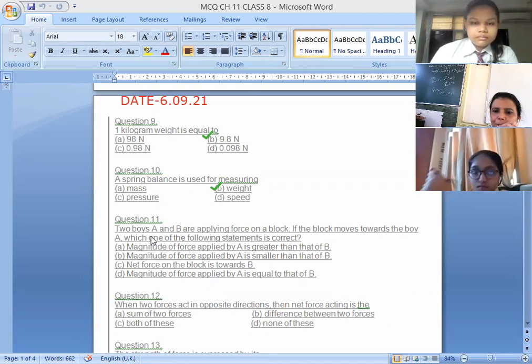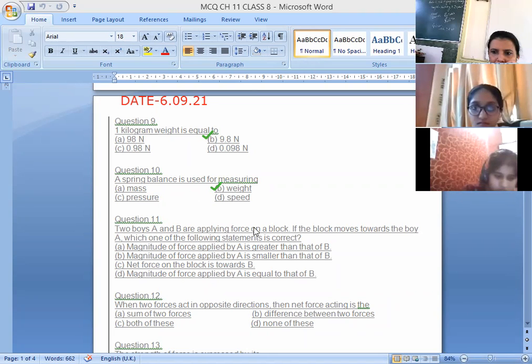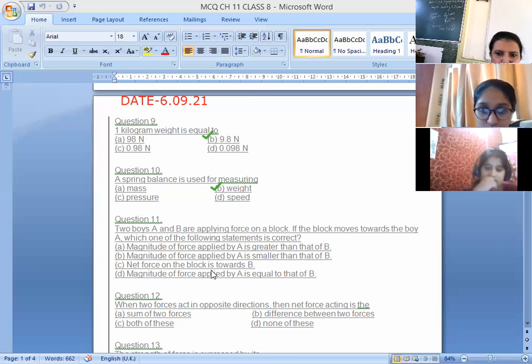Question number 11. Two boys A and B are applying force on a block. If the block moves towards the boy A, which one of the following statements is correct for it? Block that moves towards boy A. So read the options. Magnitude of force applied by A is greater than that of B. Magnitude of force applied by A is more than B. So tell me.